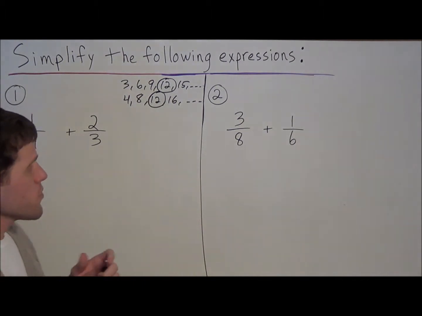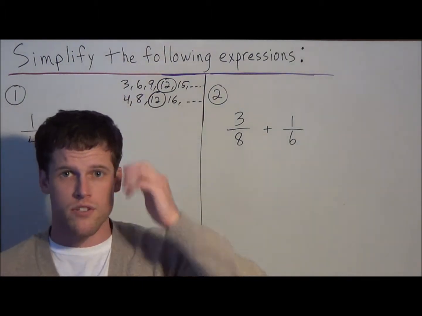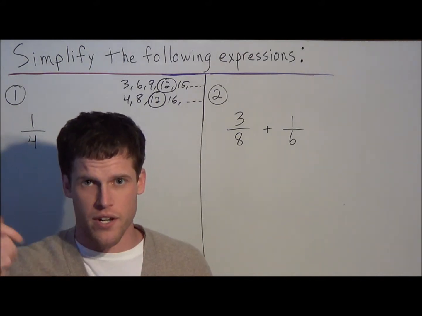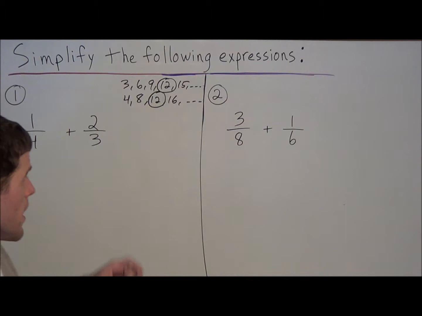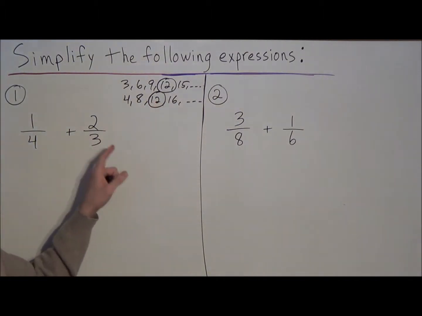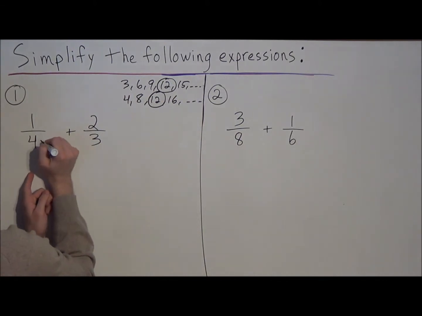But remember, if you become really skilled with your times tables, this process becomes all mental. You'll be able to do this like that in your head. So just practice your times tables so you don't have to keep listing it like this. And what we want to do is build a denominator of 12. To transform 4 into 12, we would have to multiply it by 3.